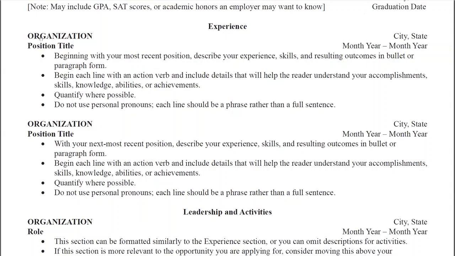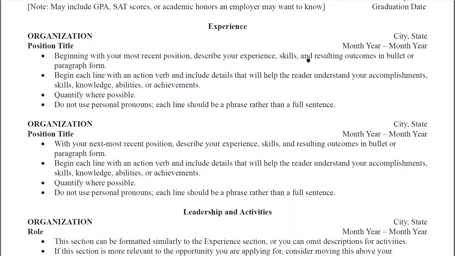And then the next thing is experience. So you may mention the organization name and the position title, the position you worked on, and then again, in which city you work. You mention on the right side month, year, which means that from which date and year you started working for the organization, and to what date you performed the activities over there, you served there. So beginning with your most recent position, that's the key.